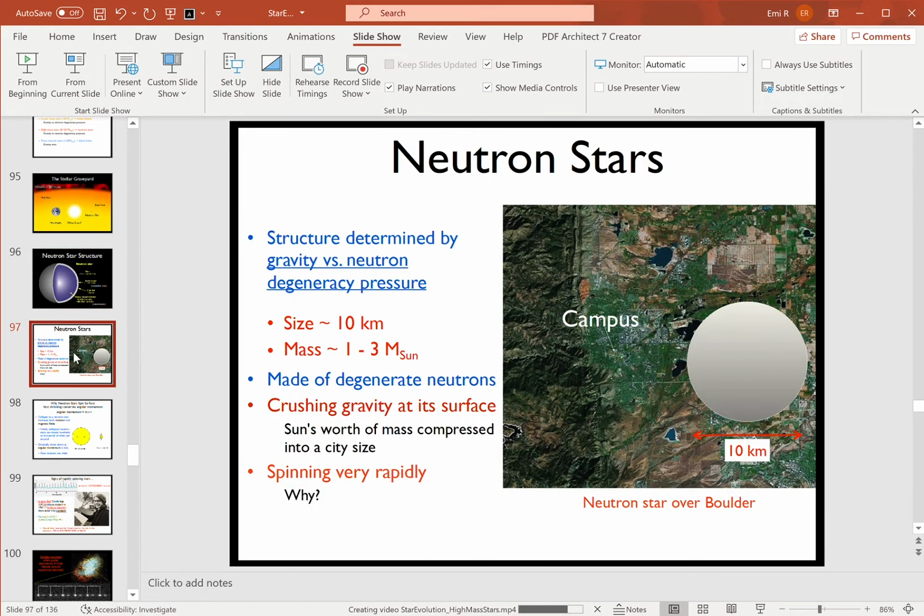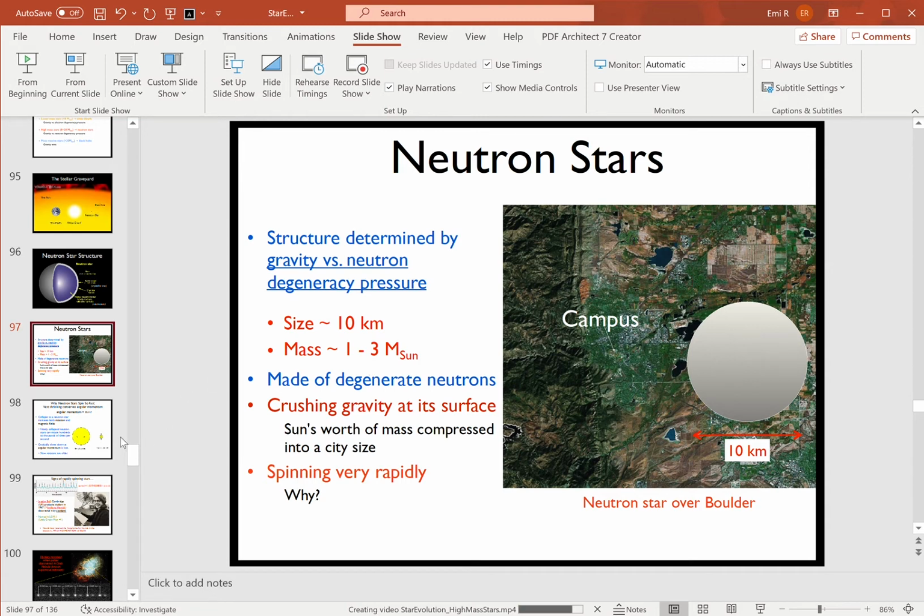For example, on the next slide, I have an example with the campus of the University of Colorado. So a neutron star is something very small. Usually they have a size between 10 and 20 kilometers and a mass between 1 and 3 times the mass of the sun. If a neutron star reaches a mass of more than 3 times the mass of the sun, that's usually the breaking point where it's going to become a black hole if it's too massive.